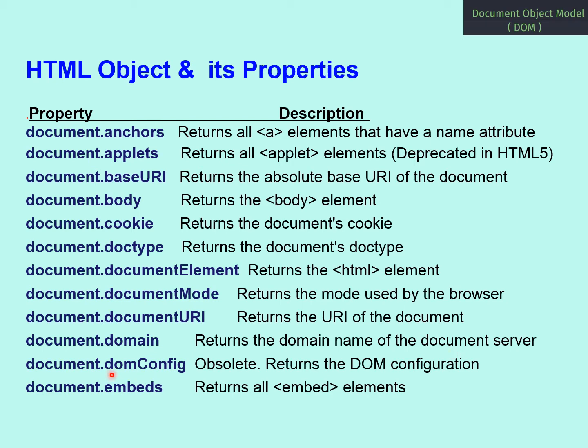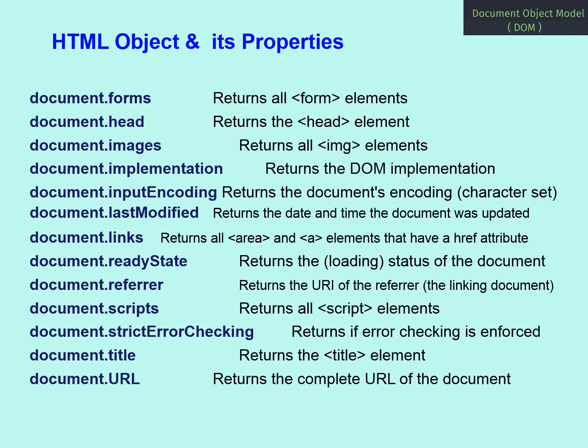Then document.domConfig. It is obsolete and returns the DOM configuration. And document.embeds. It returns all the embed elements in the corresponding web page. These are some of the properties associated with the DOM model. Some more properties are there.